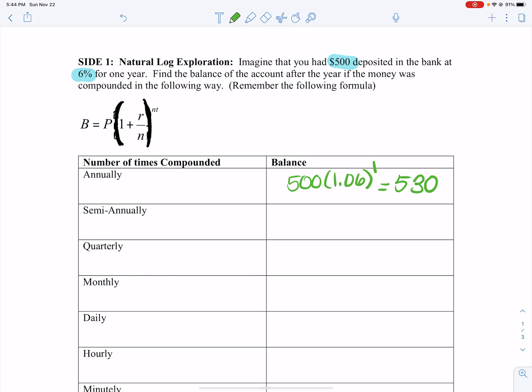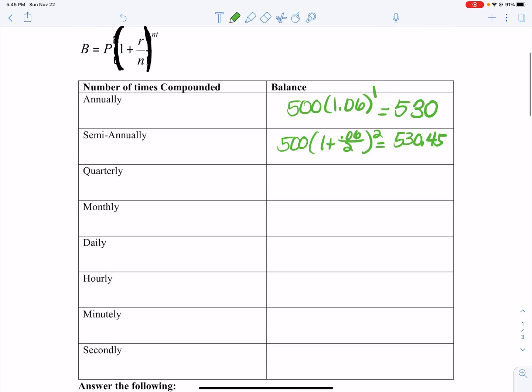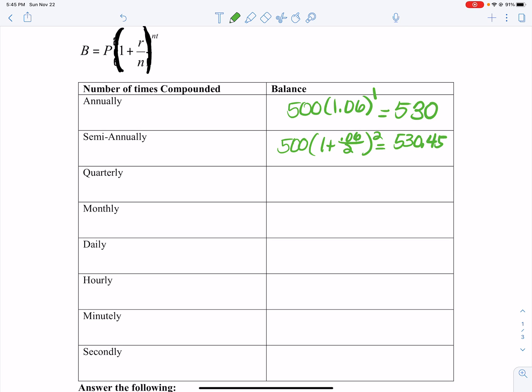So semi-annually would be twice a year. So you're going to do 500 times 1 plus 0.06 divided by 2, to the 2 times 1. And that's semi-annually. So I'm doing 500 times 1 plus 0.06 divided by 2 to the 2. And I got $530.45. So I would like you to take a minute and fill in this table.